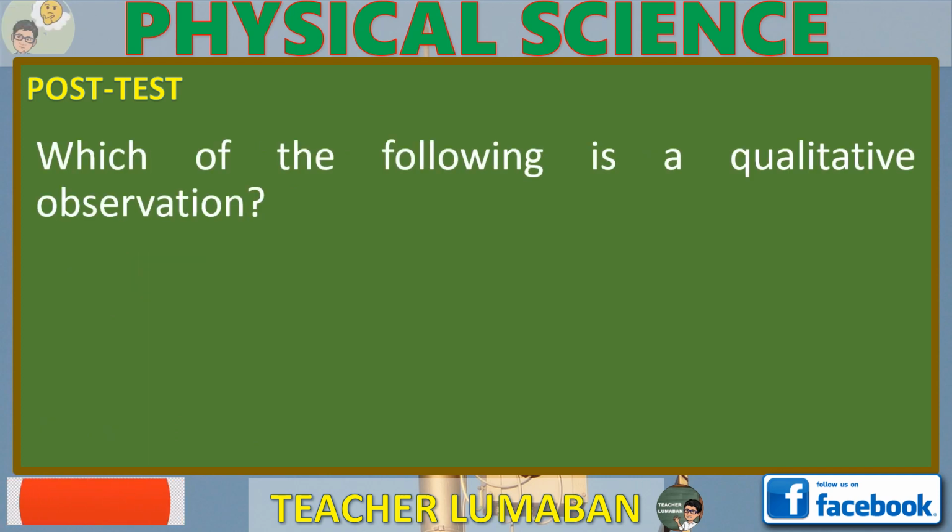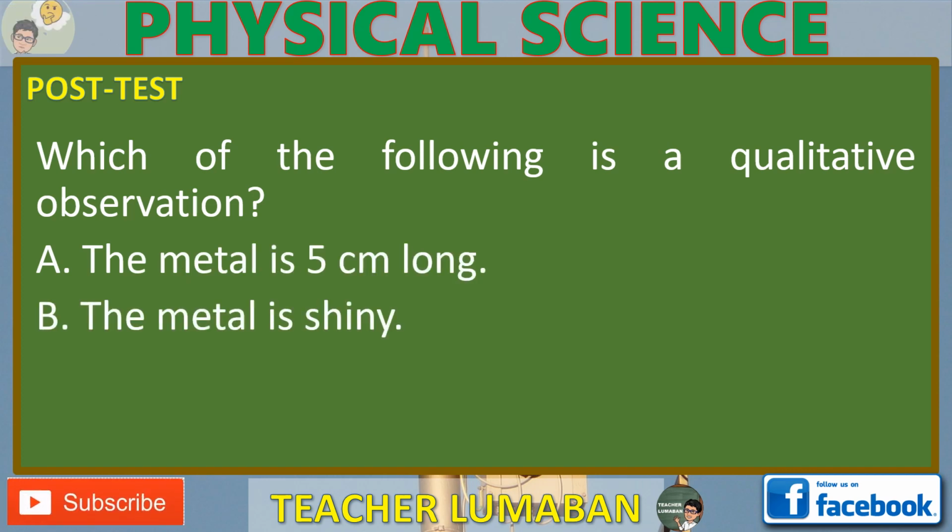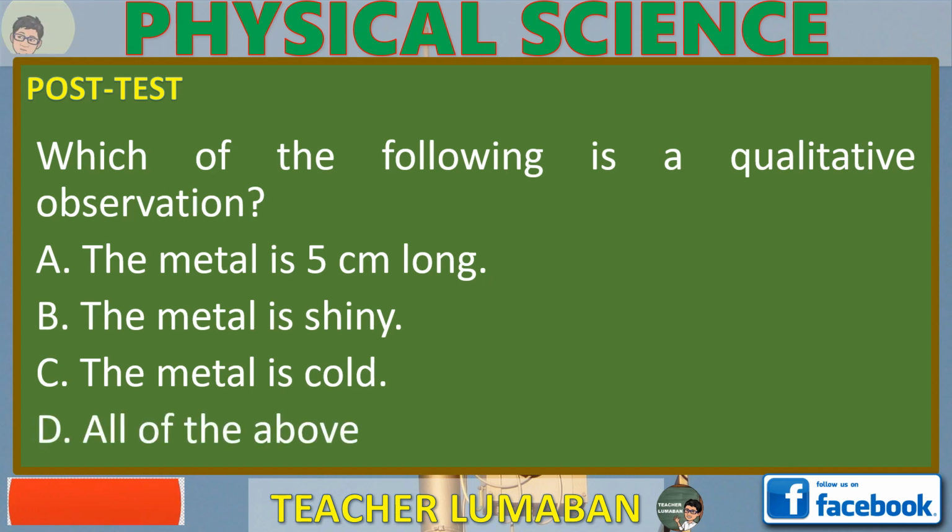Which of the following is a qualitative observation? Letter A. The metal is 5 centimeters long. Letter B. The metal is shiny. Letter C. The metal is cold. Letter D. All of the above.